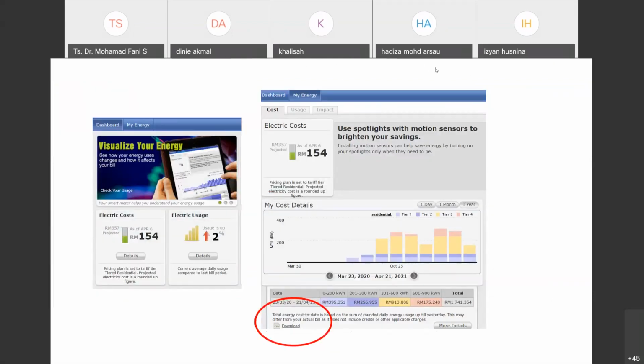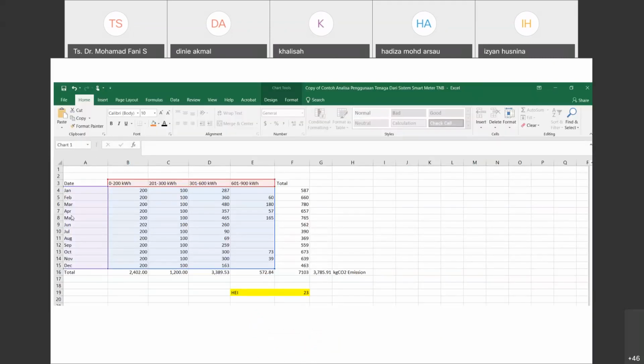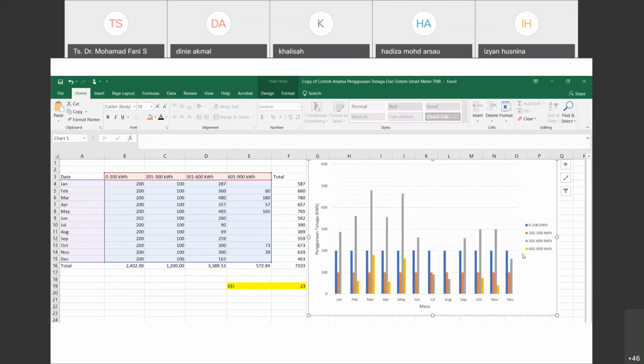Now go to usage and click 1 year, download the Excel for 1 year. You can get the bill for 1 year, something like this, and get the total monthly for 1 year. After that, create the graph for this, a graph something like this to measure.